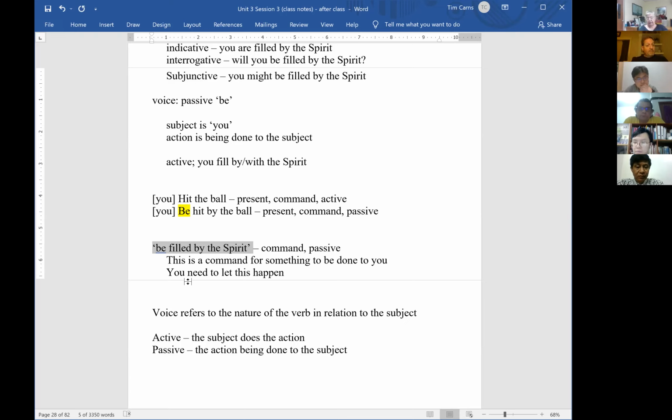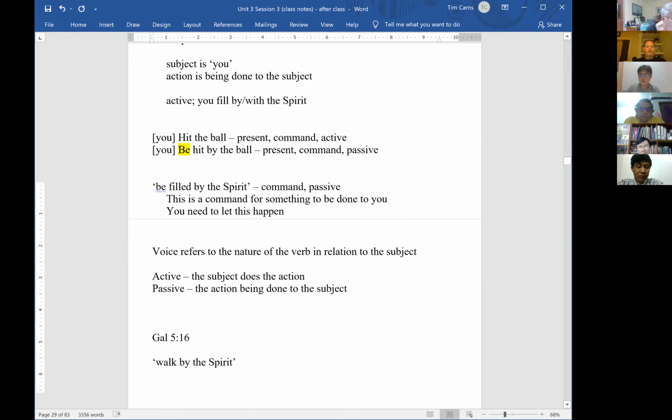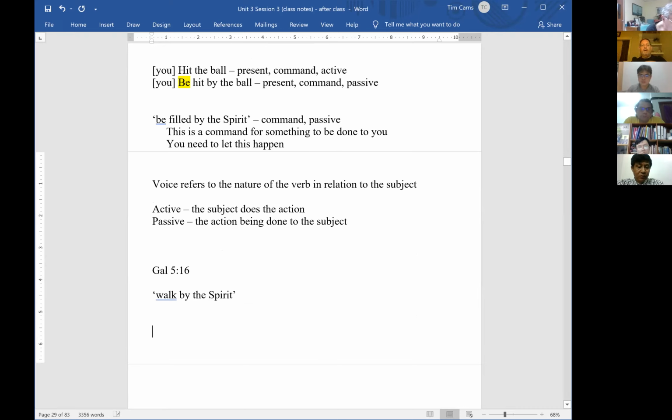Now, here's an interesting comparison. If I go to Galatians 5:16, there's a similar sounding command. He says there, walk by the Spirit. All right. Then he talks later about the walk by the Spirit and you will not carry out the desires of the flesh. And then later he describes the fruit of the Spirit.